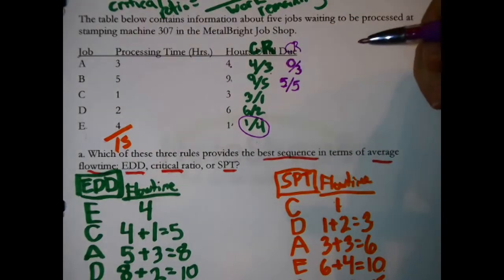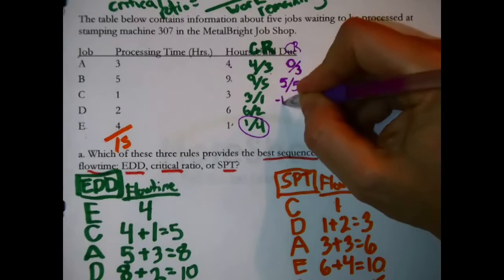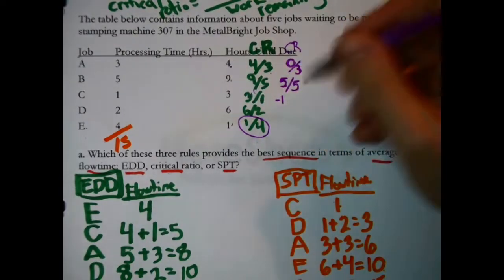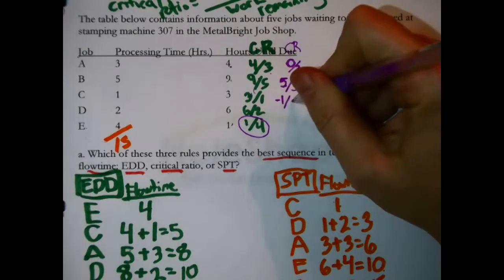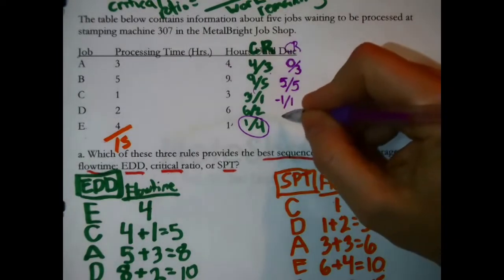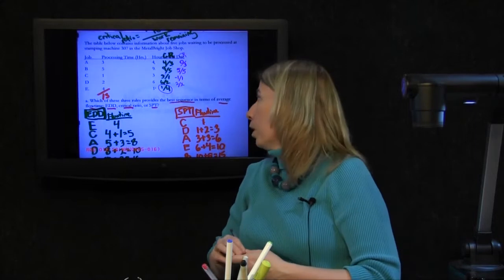In the case of C, 4 hours from now, it will be 1 hour late. Or take this old numerator and subtract out 4, negative 1. It is still 1 hour worth of work, meaning now the critical ratio is negative 1. And then in the case of D, let's see, 6 minus 4 is 2. The critical ratio sinks to 2 divided by 2, or 1.